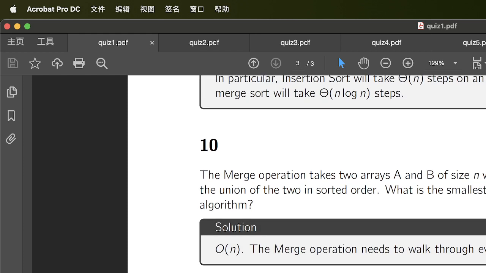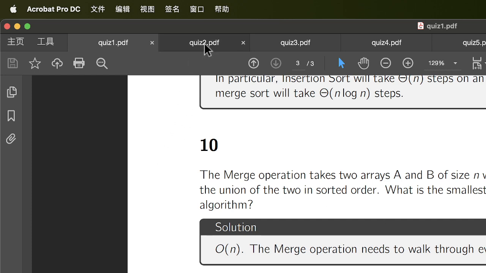Okay, number 10. The merge operation takes two arrays A and B of size n, which are already sorted, and outputs the union of the two in sorted order. What is the smallest bound on the runtime of the merge algorithm? The runtime would be O of n, because the merge operation just needs to iterate over every element of the input arrays. So it has n elements, and the runtime would be O of n.